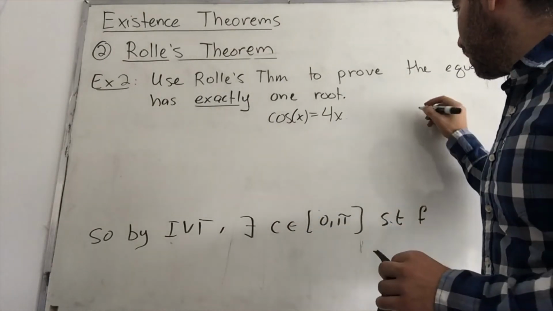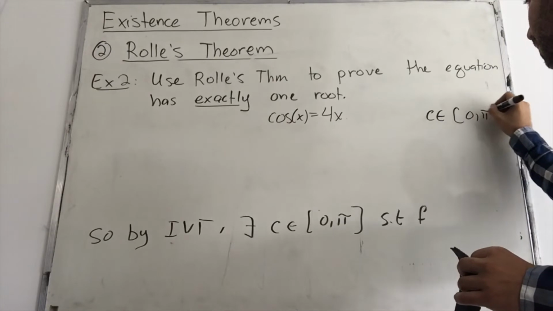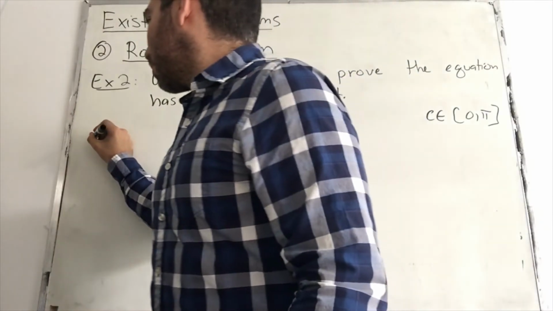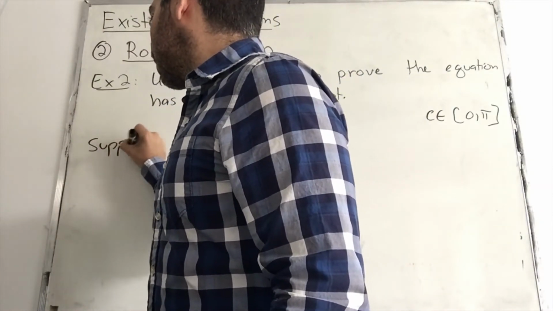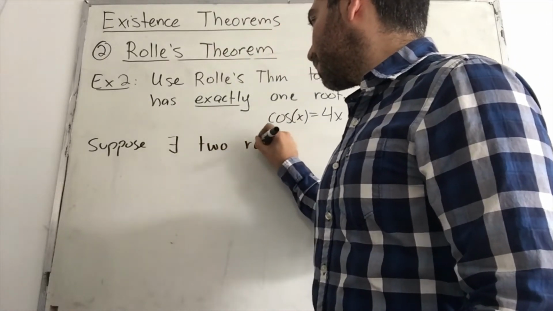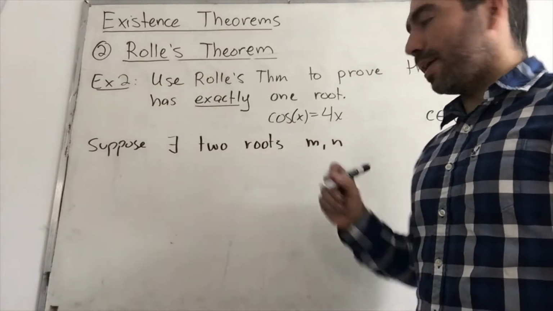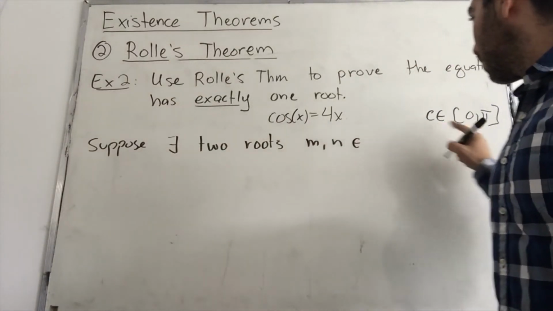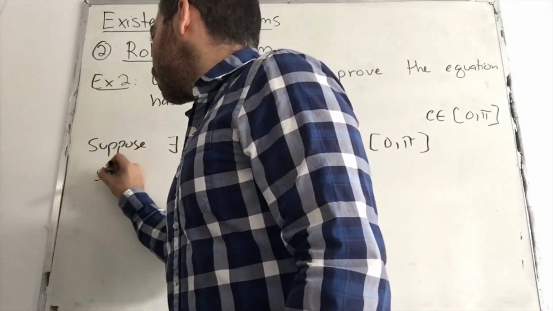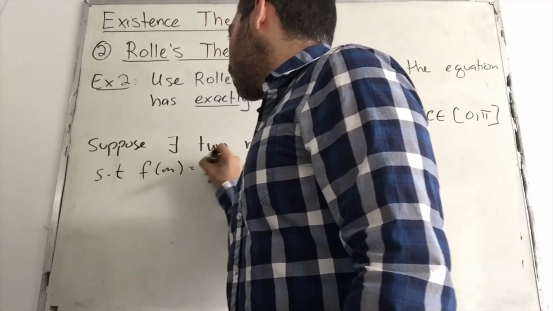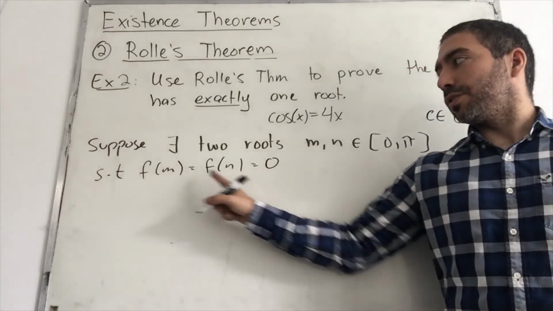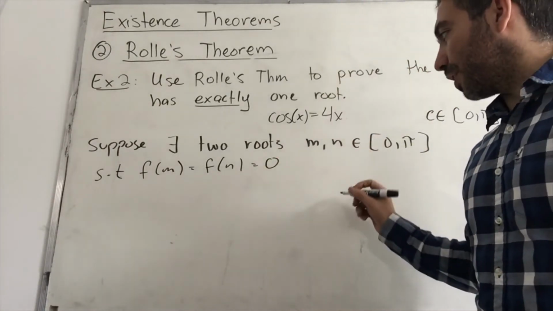So the interval we're dealing with is c on the interval from 0 to pi. And let's apply Rolle's theorem. So what we do is we suppose there exists two roots. Let's call them m and n in our interval from 0 to pi. Since they're roots, f of m equals f of n, which is equal to 0. They're solutions to the answer. I erased the function, I apologize about that.